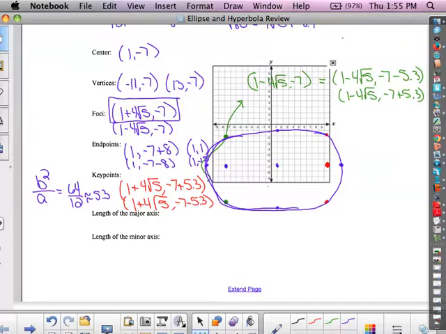Okay, the length of the major axis is 2a, which is 24. The length of the minor axis is 2b, which is 16. Let's go on to the next one.